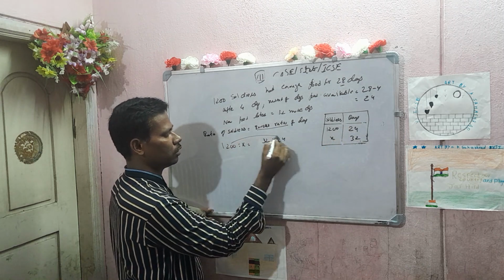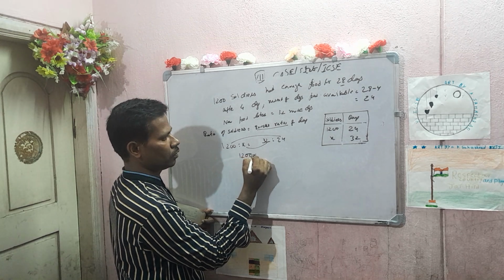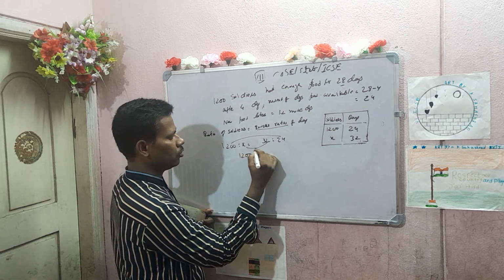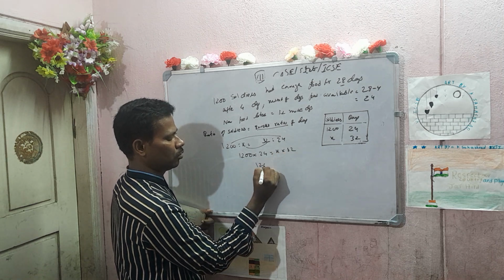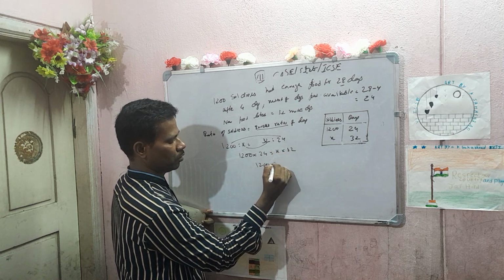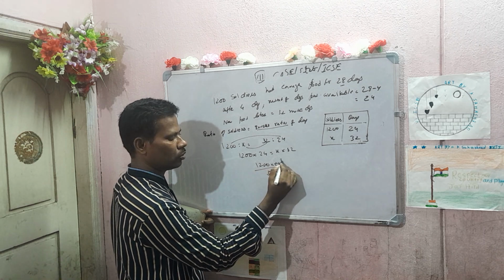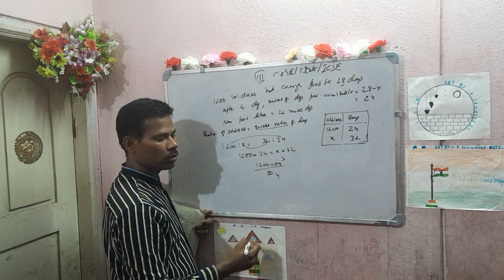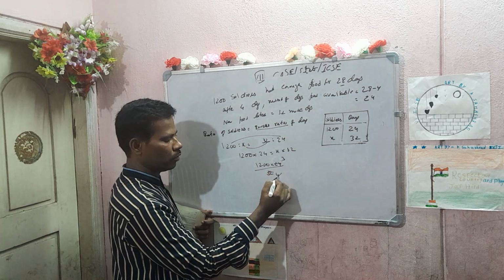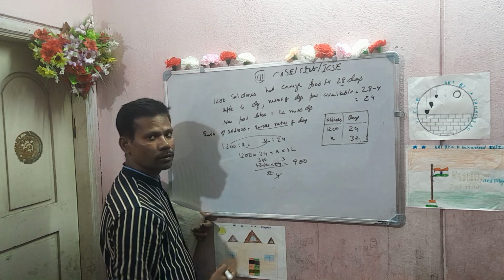Now let us calculate. 1200 into 24 is equal to X into 32. This one remains as it is, the other one you should divide. 8 3s are 24, 8 4s are 32, 4 3s are 12. So X is 900.